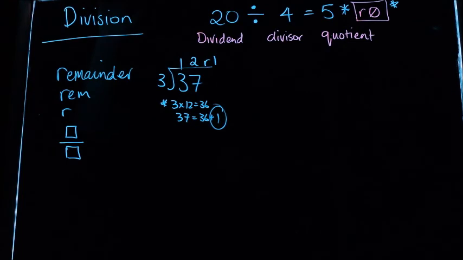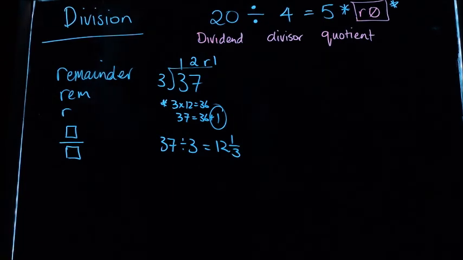So there's our remainder there. So how are we going to write this one as a fraction? We're going to write our final answer as 37 divided by 3 is equal to 12, and 1 over 3 is one way we could write our answer. So let's try another question here, and let's do one more.